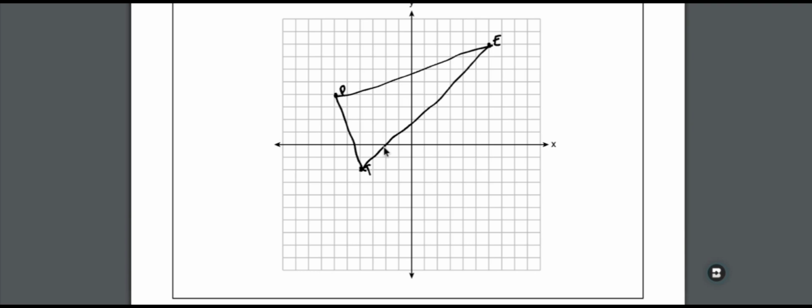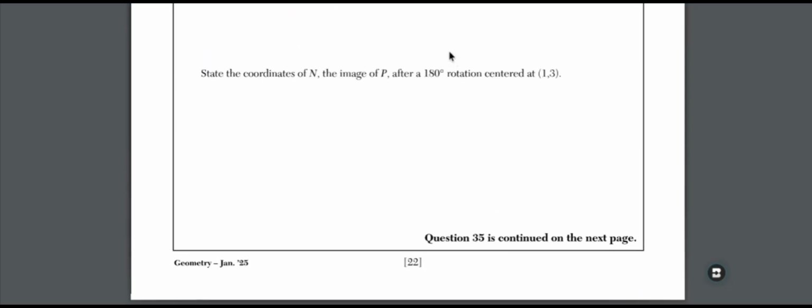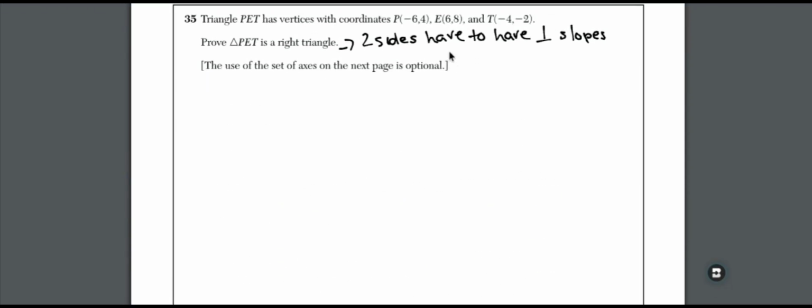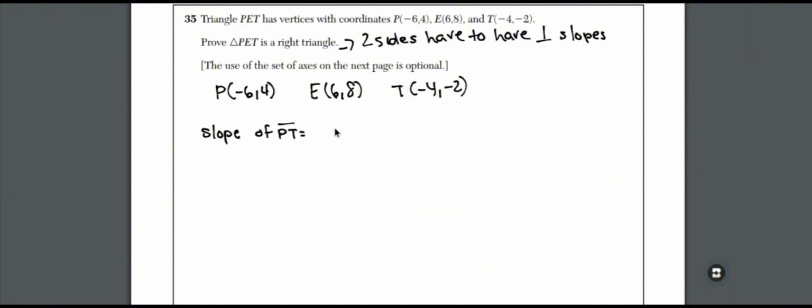To prove it is a right triangle, I'm going to utilize knowing that perpendicular slopes form right angles. So what I'm going to do is, I'm going to test the slope of segment PT and PE. So I'm going to go back to my question. So point P is at -6, 4. E is at 6, 8 and T is at -4, -2. I'm going to find the slope of line segment PT.